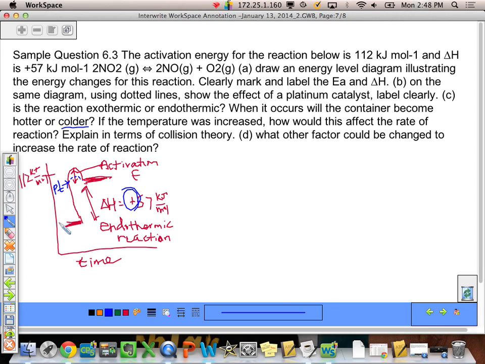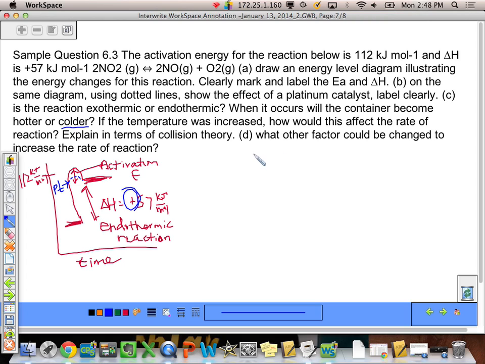And if the temperature was increased, how would that affect the rate of the reaction? So, with that one, if we are making it hotter, we're actually going to make the reactants collide more frequently. And so that should increase the rate of the reaction.